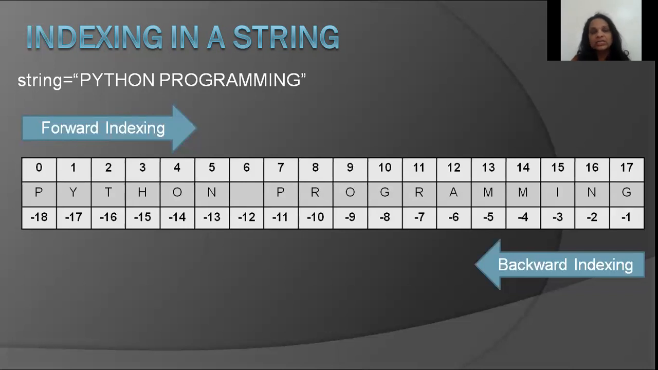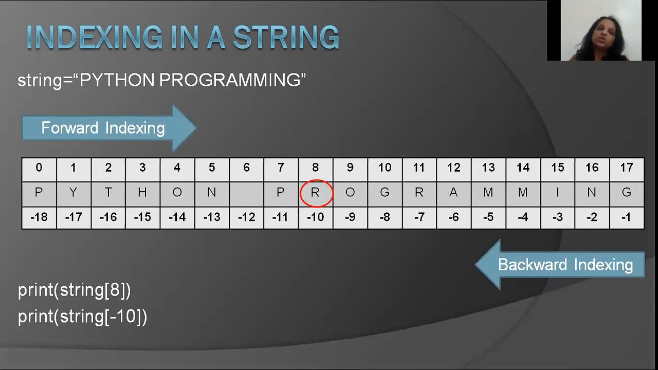Clear? Okay. Now, suppose I want to refer to this R, or I want to print this R, which is a part of the string. It has two index values. It has a forward index of 8. It has a backward index of -10. Correct. So I can do it both ways.